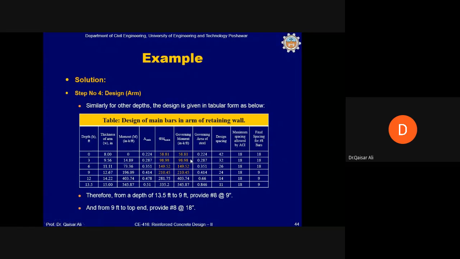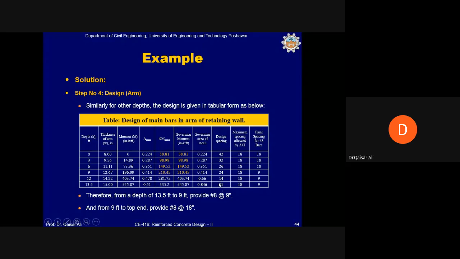Okay, this is what we wanted to clarify in this discussion. And from 9 to 13.5 feet, the demand bending moment is more than the bending moment given by the minimum reinforcement. Okay, for that we will design. And we have already designed this for the bottom 13.5 feet bending moment, which is 545.87. For this we have already designed, and we have calculated reinforcement 0.846. The spacing came out to be 11 inch. Maximum spacing is 18 inch according to the ACI code.